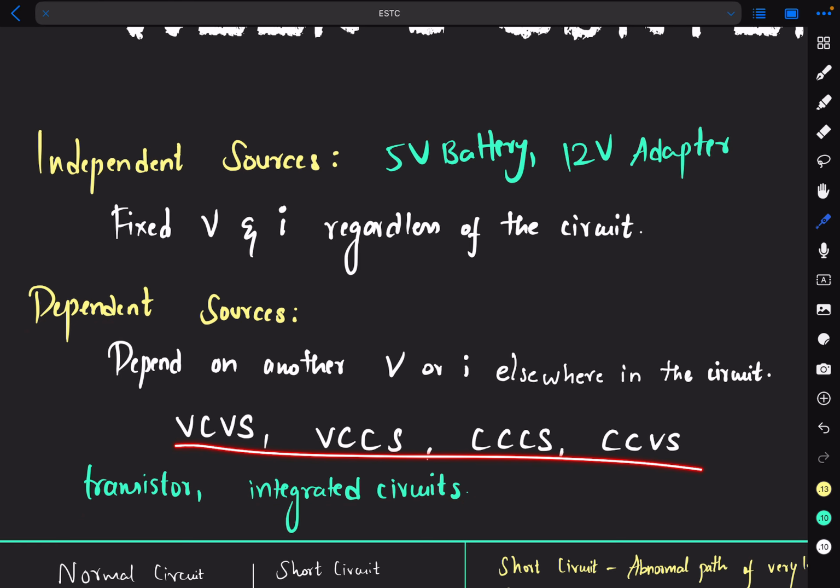What are these? These are nothing but voltage controlled voltage sources. So this voltage source is controlled by another voltage. The same way, voltage controlled current source, current controlled current source, current controlled voltage source. You get the point?